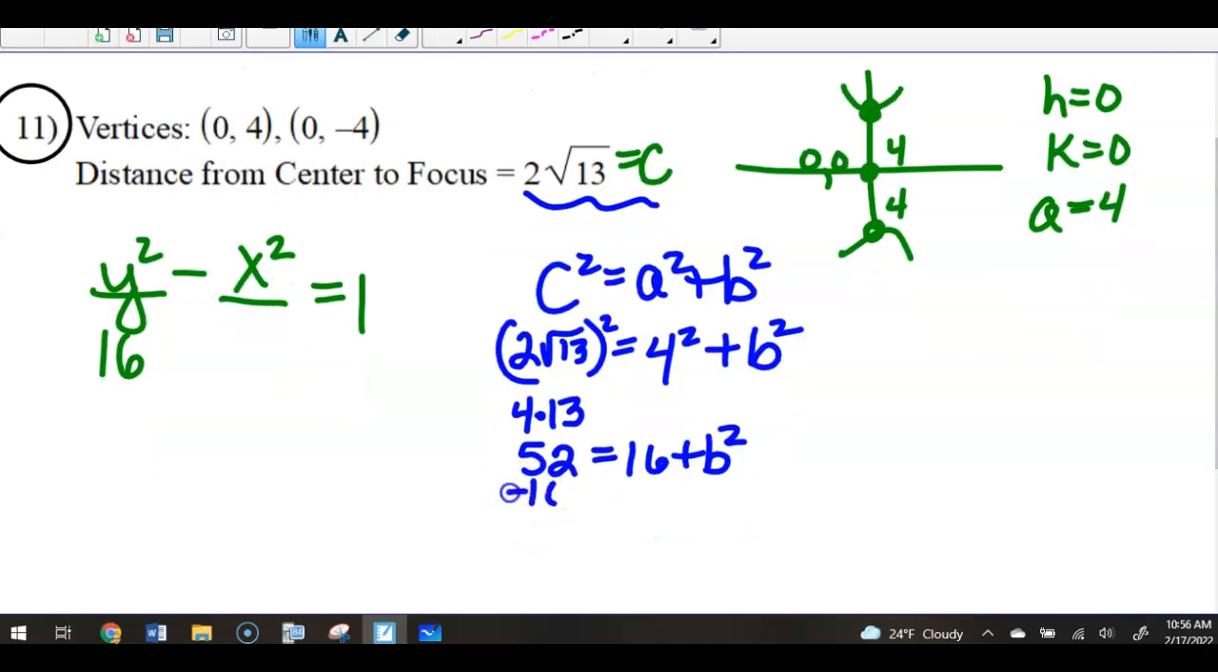If I subtract 16, this would become 36. Oh, good. It comes out nice. I thought it did. So b squared is 36. B is 6 if you were doing the rectangle. But this is b squared, so you'd get 36 down there.